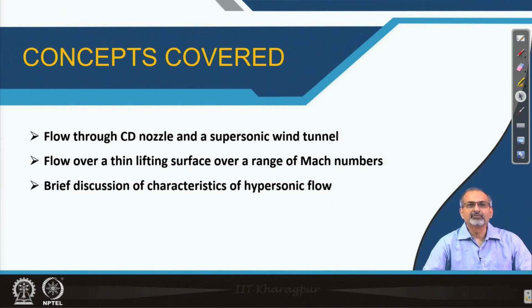In this lecture, we will talk about flow through a converging diverging nozzle and the flow that occurs within a supersonic blow down type wind tunnel. We will talk about flow over a thin lifting surface like an airfoil over a range of Mach numbers, and that will lead the discussion into a brief discussion of characteristics of hypersonic flow.